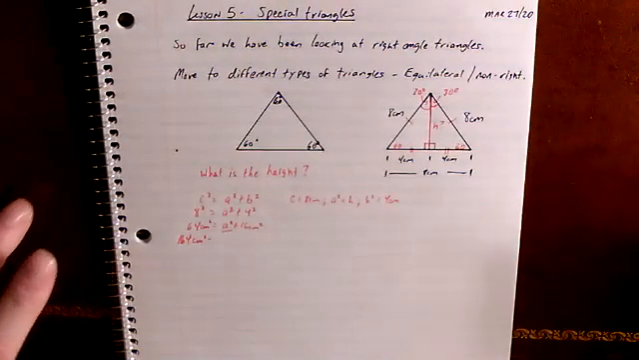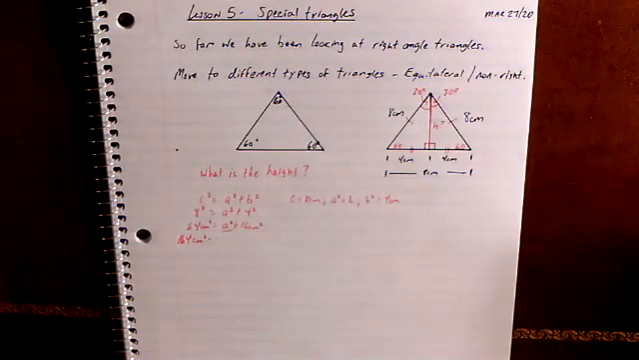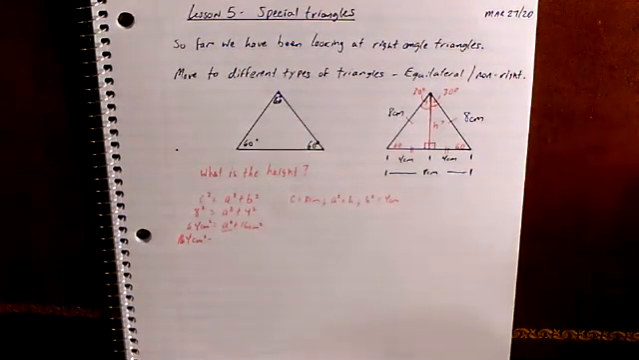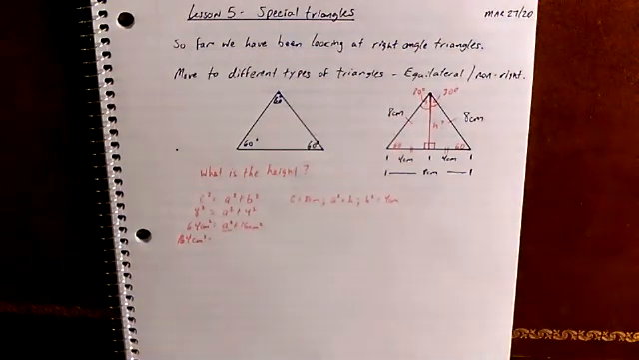Today we're looking at the last lesson in our unit, lesson 5, called Special Triangles. To date, we've mainly been looking at right-angled triangles. Pythagoras' theorem deals with right-angled triangles, and that's the easiest to work with, because it's simple to find the hypotenuse: when you see the right angle symbol, you know the hypotenuse is opposite of it.